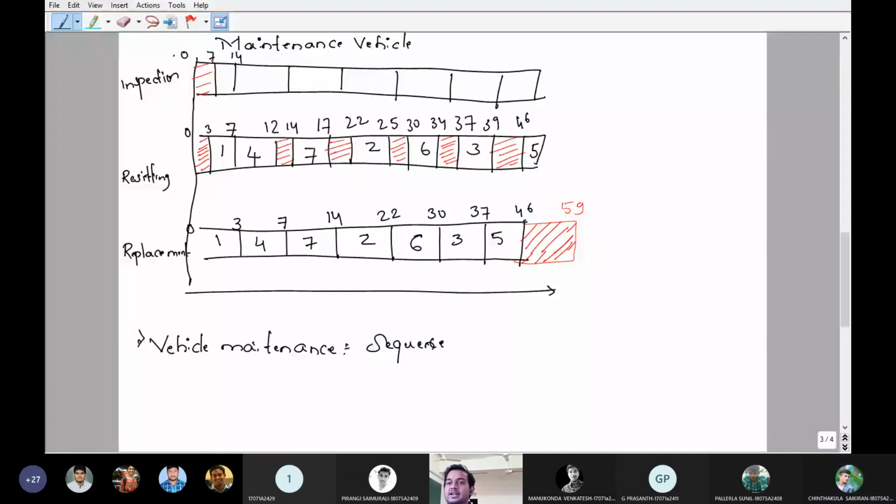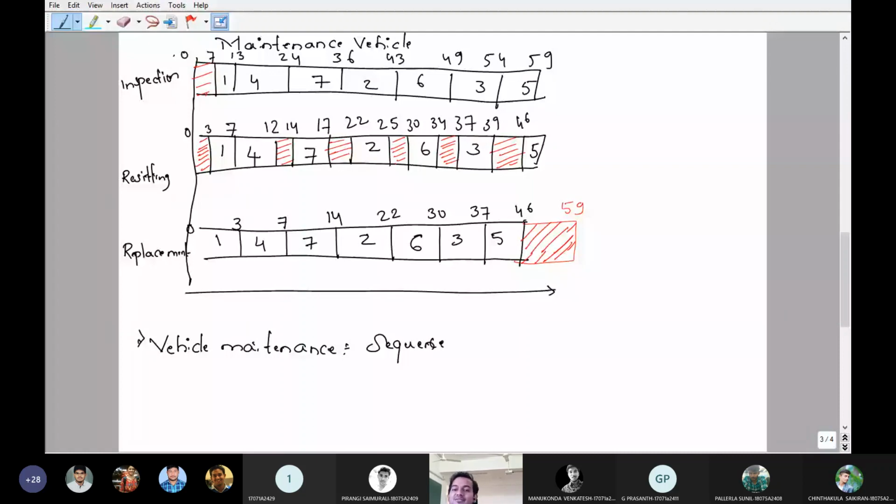Now 13 to 24, 24 to 36, 36 to 43, 43 to 49, 49 to 54, 54 to 59. Yeah, now you can see here and you can write this vehicle number: 1, 4, 7, 2, 6, 3 and 5.